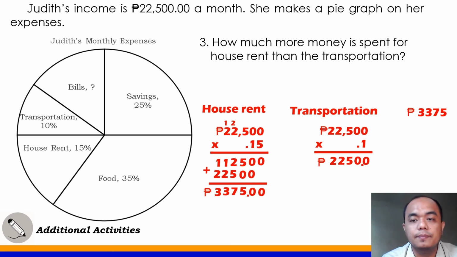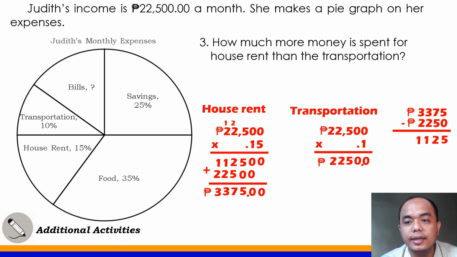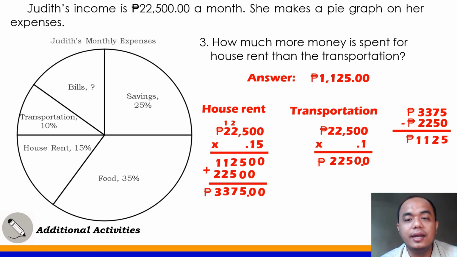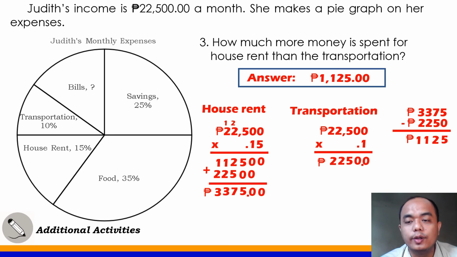Isa-subtract natin ito, class. So, we have 3,375. Isa-subtract natin sa 2,250. 5 minus 0 is 5. 7 minus 5 is 2, 3 minus 2 is 1, and 3 minus 2 is 1. Mas malaki ng 1,125 pesos ang expenses nila sa house rent e compare mo sa transportation. Ito yung final answer natin sa number 3.